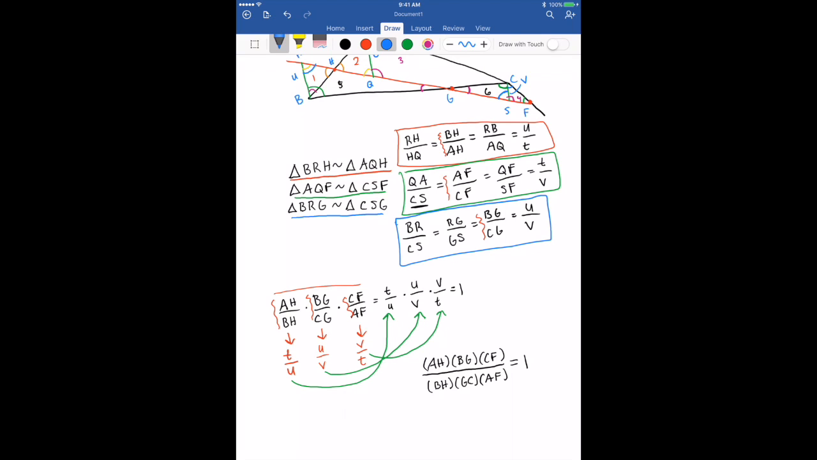That means that the top part of the fraction and the bottom part of the fraction must be equal. For example, 2 over 2 is equal to 1. We know that 2 is equal to 2. So in order for a fraction to be equal to 1, the top and the bottom must be equal. So we can assume by this theorem that the product of AH, BG, and CF over the product of BH, CG, and AF is going to be 1, meaning that the product of the numerator is going to be equal to the product of the denominator.